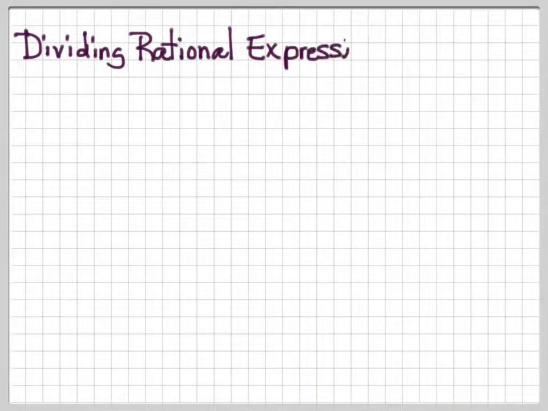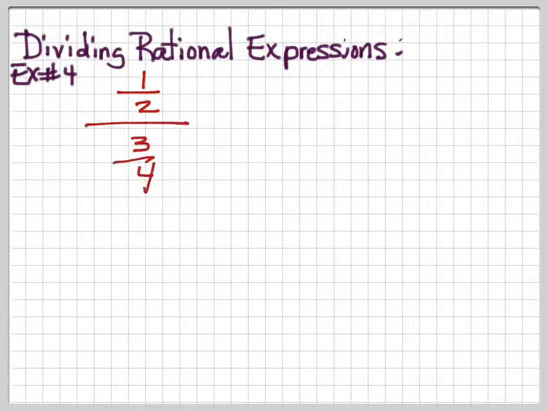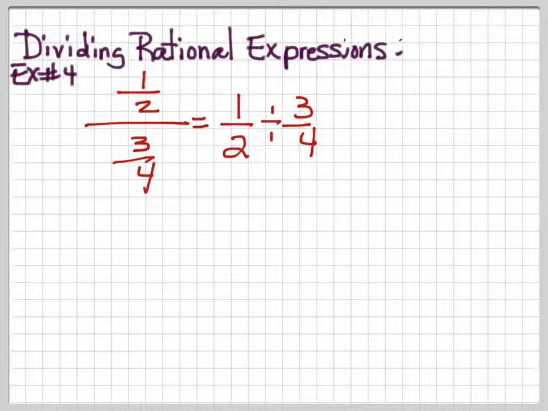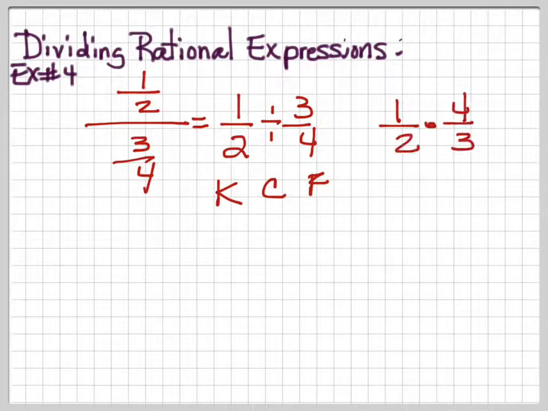Let's divide rational expressions. Okay, here's example number 4. And before we do example number 4, I want to do a simpler one with just numbers. If I have 1/2 divided by 3/4, remember, this is the same thing as 1/2 over 3/4 written with a division sign instead of a fraction bar. And we're going to keep, change, flip. Remember that from middle school. So that'll give us 1/2 times 4 over 3. And then we can cancel the 2 and the 4, which gives us 2/3. So just to remind you of that.